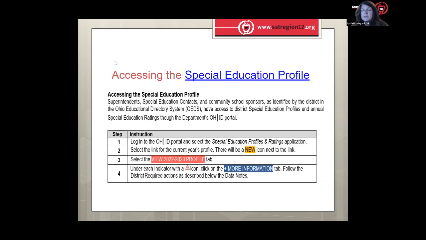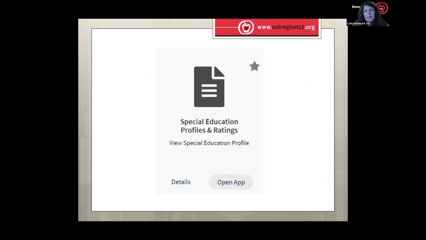So the first part we were going to go over was accessing the special education profile, about how you access that and you look at the information for the required actions. I'm going to skip over this just for a moment and show you what we're going to do next. And then I think when Holly goes on to look a little bit deeper into the profile, we can do that all at once so we're not jumping around. So when we do access your profile, just remember that this is the icon or the tile that you're looking for, the special education profile and ratings, so that we can look at where your required action is.